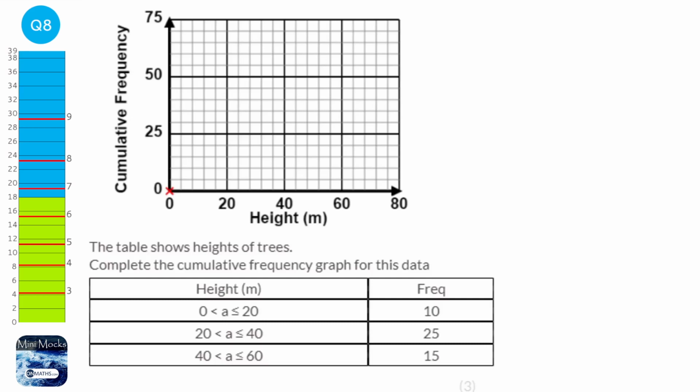So to do a cumulative frequency graph, we've got to first of all add a cumulative frequency column to our table.